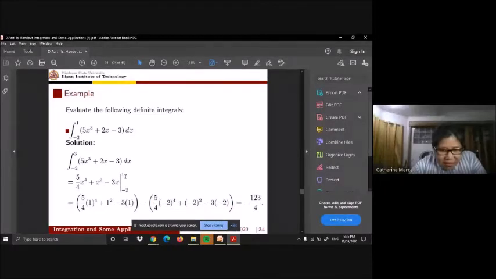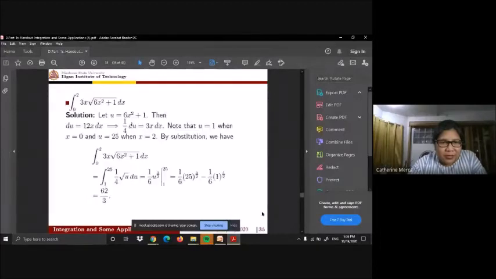First, evaluate the upper limit minus the lower limit, from the definition. Substitute 1 into the x to the fourth, so 1 to the fourth. 1 is substituted into x squared, so 1 squared. 1 is substituted into the 3x term, so 3 times 1. Minus the lower limit: 5 over 4, where x to the fourth is negative 2 to the fourth, x squared is negative 2 squared, and 3 times x is 3 times negative 2. Then calculate, and you will have negative 123 over 4.